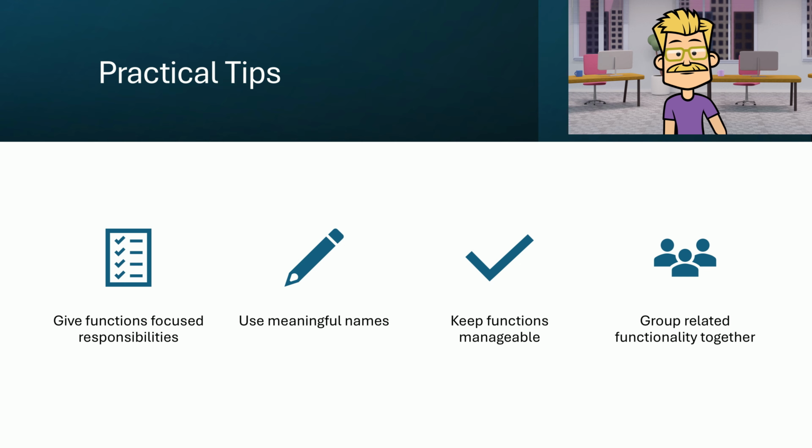Now let's discuss some practical tips you can start using today. Whenever you write a function, ask yourself whether it has only one responsibility. If it does too many things, consider splitting it into smaller functions. Use meaningful names that clearly describe what a module does. Keep functions relatively short when possible. Smaller functions are usually easier to read and test.